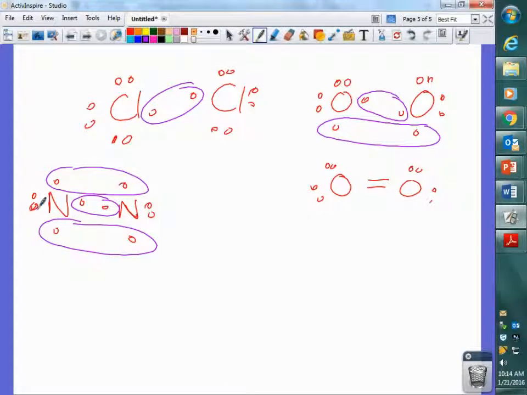Okay? So if we're going to draw a structural formula, now it's going to look like this. So pretty much whenever you draw a structure. Let him finish his question.